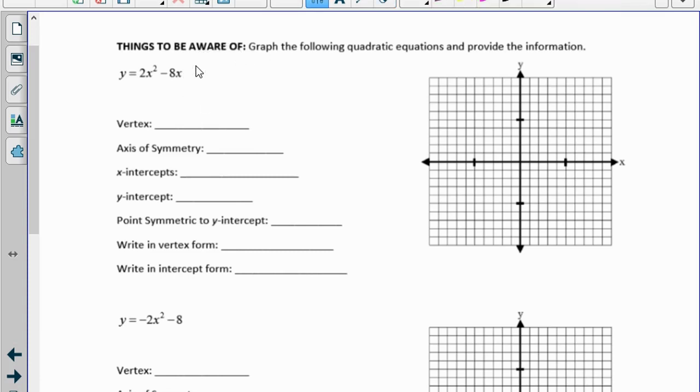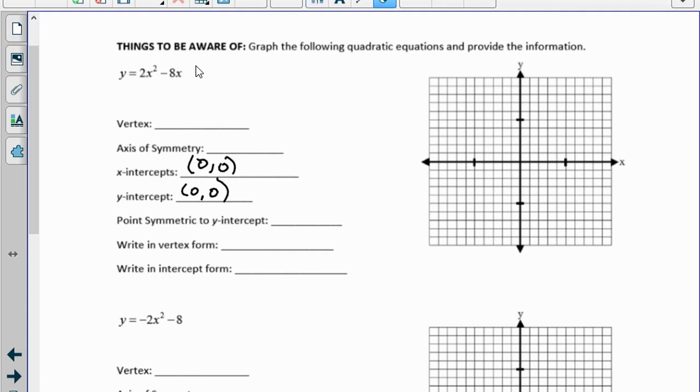So the standard form of this is going to tell us that the y-intercept is at 0. Now, because the y-intercept is at 0, what that does for us is we know that one of the x-intercepts is also at 0. Because if 0, 0 is a y-intercept, then 0, 0 is also an x-intercept.